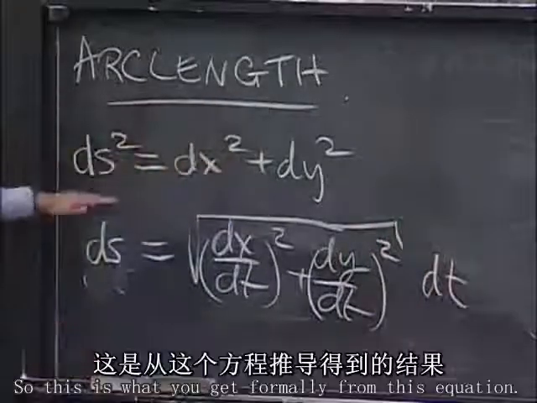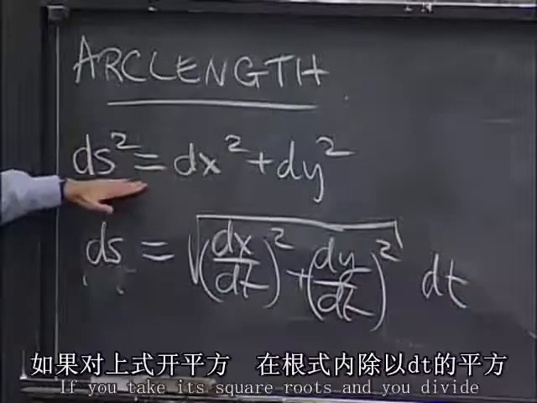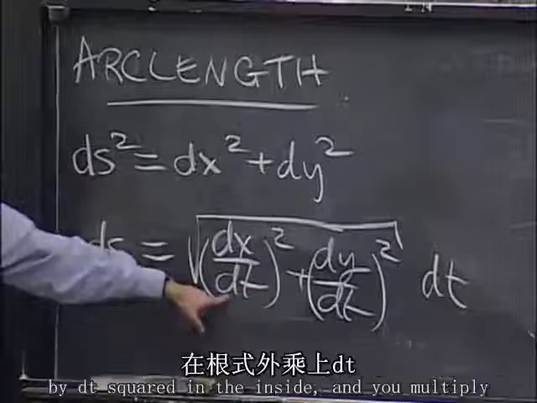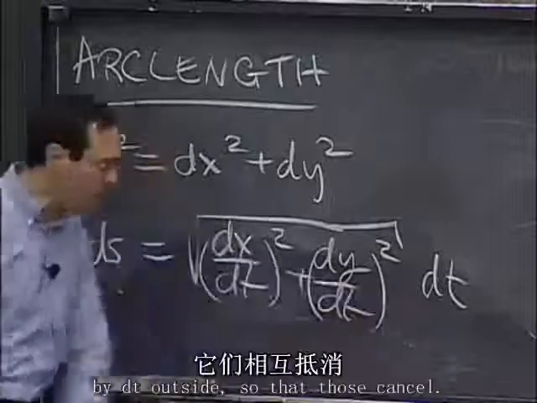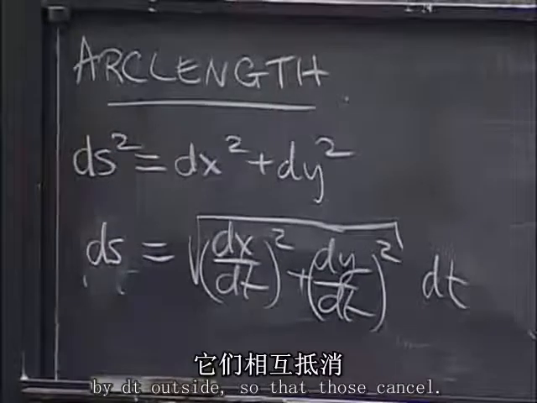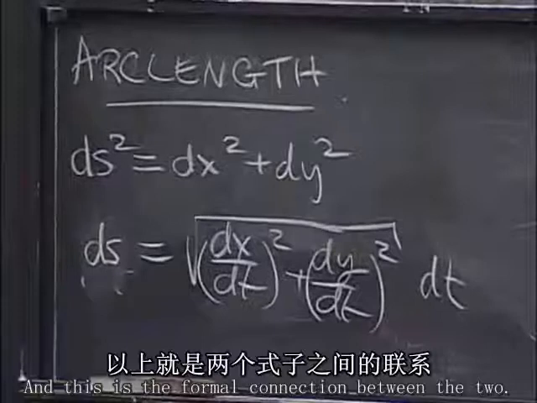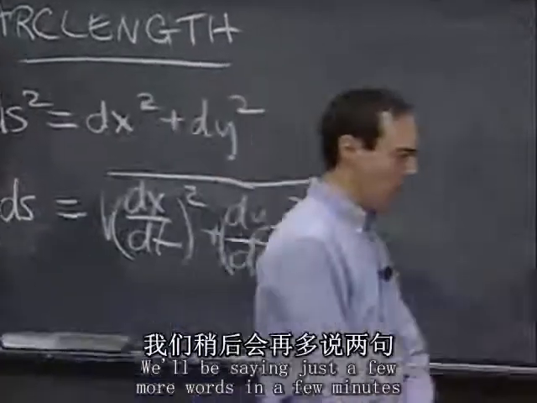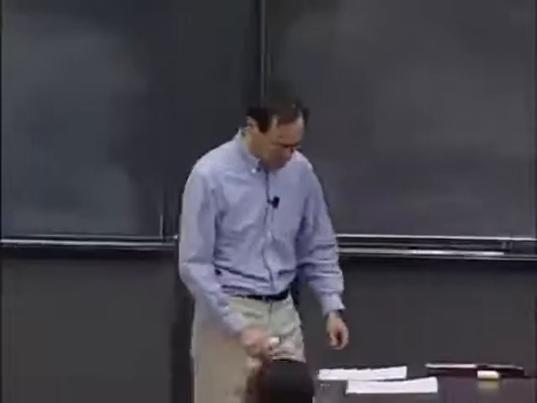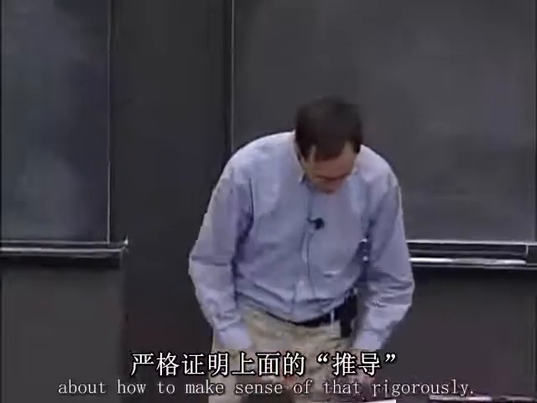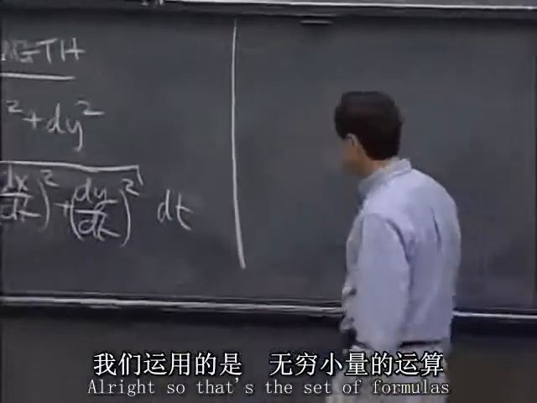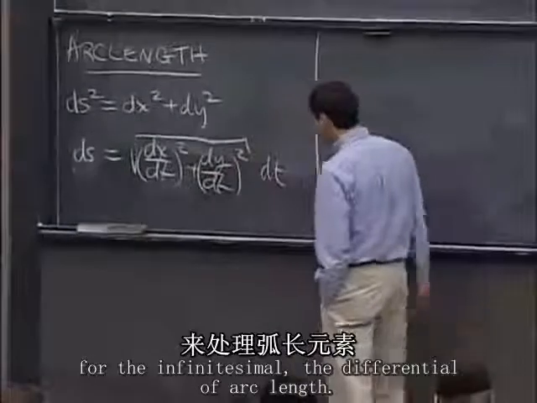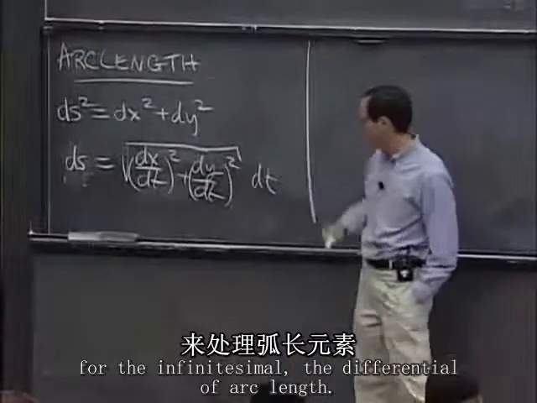So this is what you get formally from this equation if you take its square root and you divide by dt squared inside the square root, and you multiply by dt outside so that those cancel. And this is the formal connection between the two. We'll be saying just a few more words in a few minutes about how to make sense of that rigorously. All right, so that's the set of formulas for the infinitesimal, the differential of arc length.